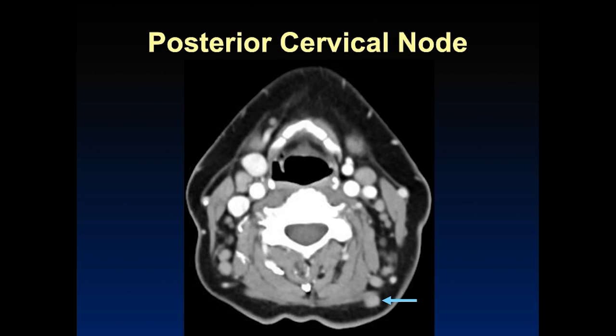Here, in a patient with lymphoma, where we see scattered rounded pathologic nodes in both necks, we have an example of a posterior cervical lymph node, which is also enlarged.